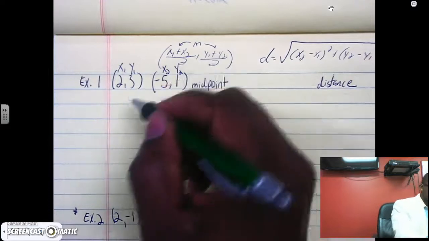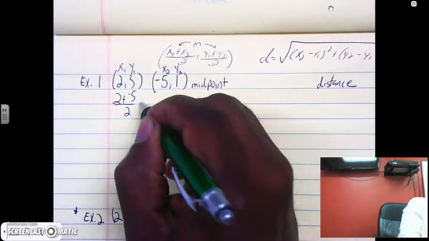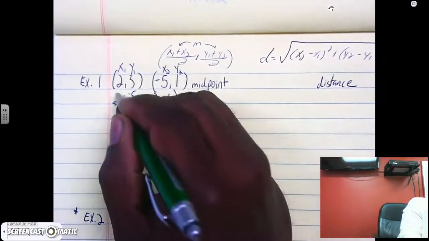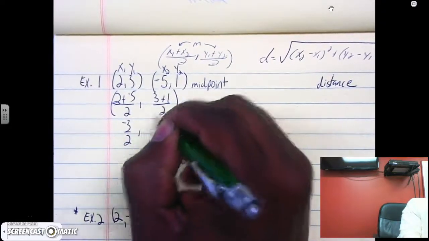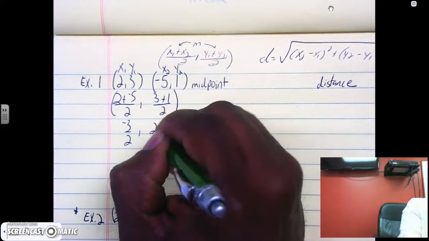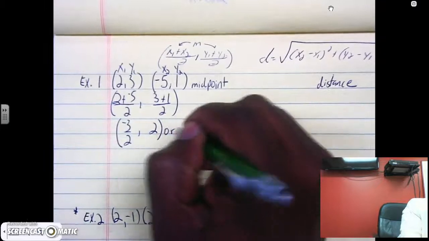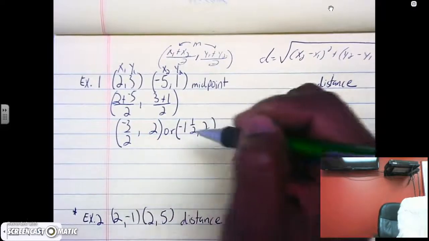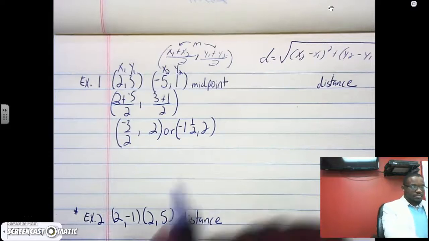The formula says to add the x's together, so that's 2 plus negative 5 over 2, and look at the formula, it's written in terms of a point, comma 3 plus 1 over 2. And so that becomes negative 3 over 2, comma 4 over 2, which is just 2. And so that could be your answer, or I would accept negative 1 and 1/2, comma 2. Depending on the problem, or if I tell you you can use decimals, you can use decimals. But that would be the midpoint.